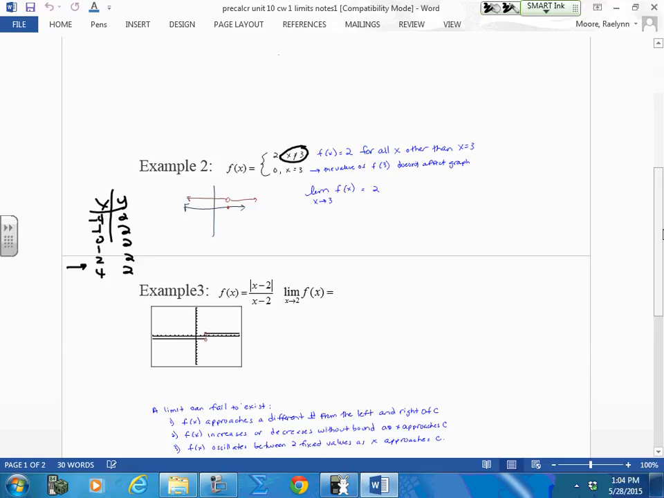So all of them dot, open at the 3, dot. If I was to fill in when x is 3, what would that y value be to make this a continuous line? 2. So my limit as x approaches 3 is 2. I can clearly see it. My limit as x approaches -1 is 2.